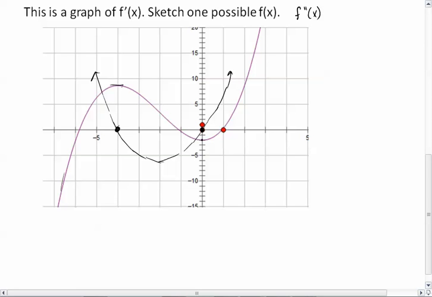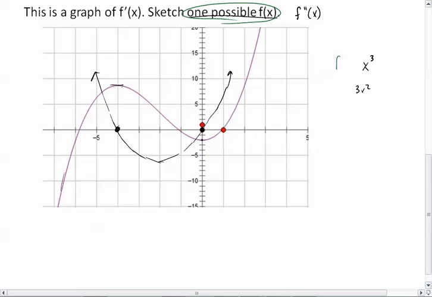All right. So there you go. You now have a graph for the second derivative, and that was easy. It goes from the x cubed. You take the derivative, and you should get something like 3x squared, which is what we expect, a parabola. Now, the harder one, sketch one possible f of x. All right, so we're going to try that now.